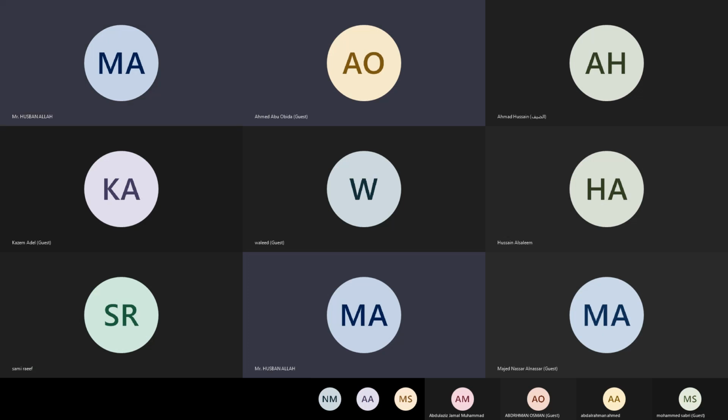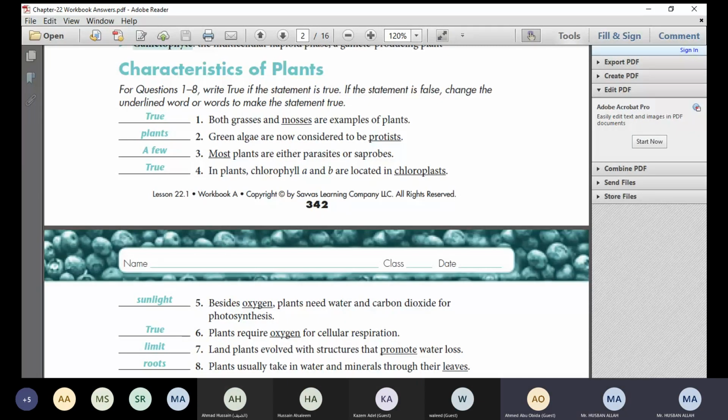Some statements which you have. This time in the exam, it will not be like the previous one. In the previous one, you were just marking true and false. This time you will have the proper exam, because you were online the previous time. For questions 1 to 8, write true if the statement is true. If the statement is false, change the underlined word or group of words to make the statement correct, right? So that you have to do.